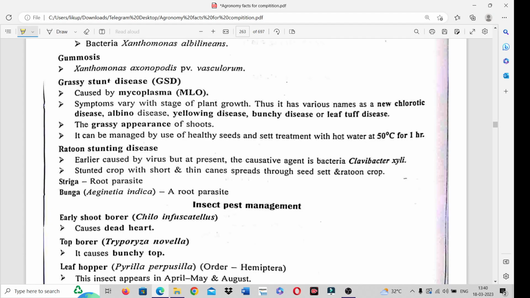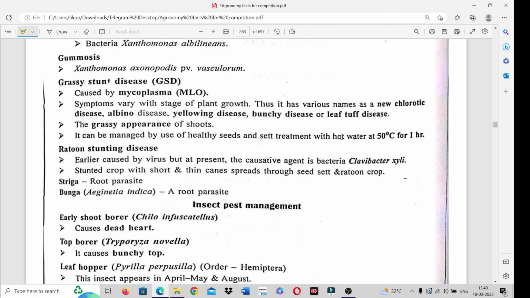Symptoms vary with the stage of plant growth. Names include chlorotic disease, albino disease, grassy shoot disease, yellow disease, bunchy top disease and leaf top disease. It can be managed by use of healthy seeds and treatment with hot water at 50 degrees centigrade for 1 hour.